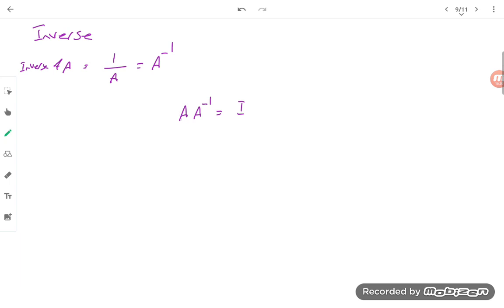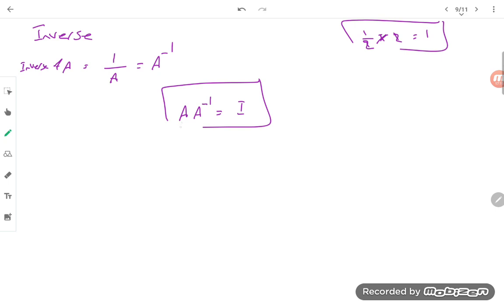So if we multiply the matrix by its inverse, this is equals to I, which is the identity matrix, or 1. If you would like to multiply half multiplied by 2, the answer is 1. This is the same just like this one. 2 and a half, 1.